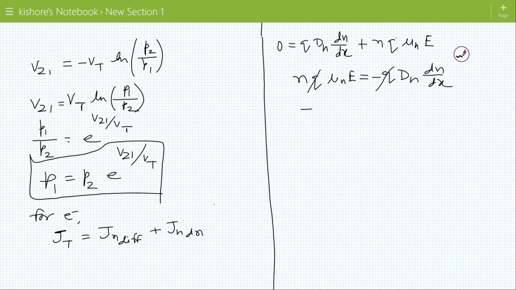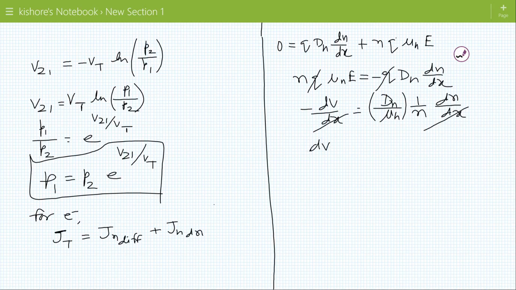Intensity of electric field is replaced by minus dV by dx, Dn by mu n, and 1 by n dn by dx, and this Dn by mu n is Vt. So this is dV equals minus Vt dn by n.